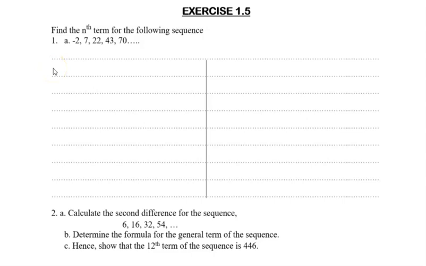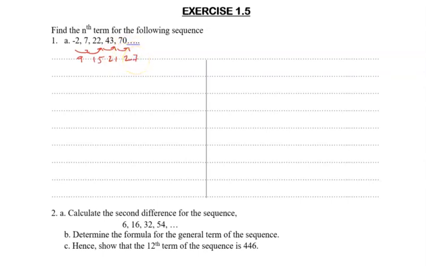Exercise 1.5 is on quadratic sequences. A quadratic sequence is where you have a second difference. So from here we're going -2 to 7 to 22 to 43, then to 70. Now from -2 to 7 we do +9. Then from 7 to 22 we do +15. 22 to 43, 21. And 43 to 70, 27.